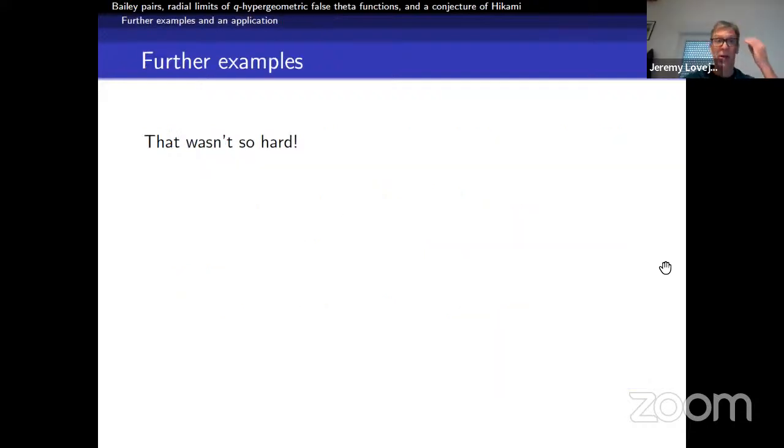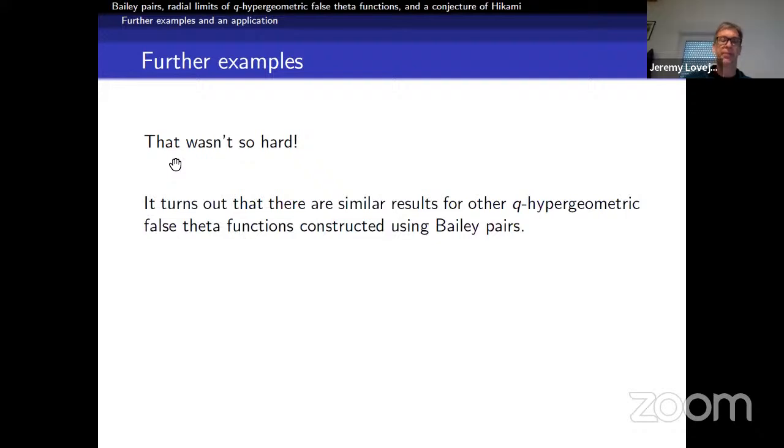Okay, so this is one point I want to make: that wasn't so hard. Bailey pairs are very useful. If you're looking at some statement about q-series, q-hypergeometric series, even if it's talking about values at roots of unity, you can still use q-series methods and the theory of Bailey pairs to get the results.